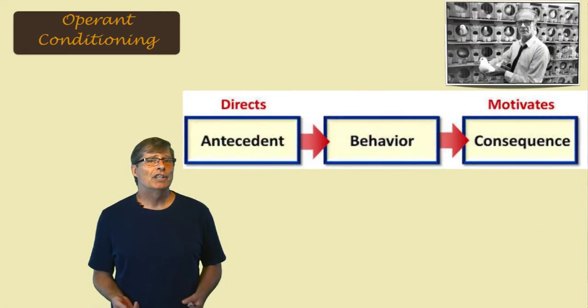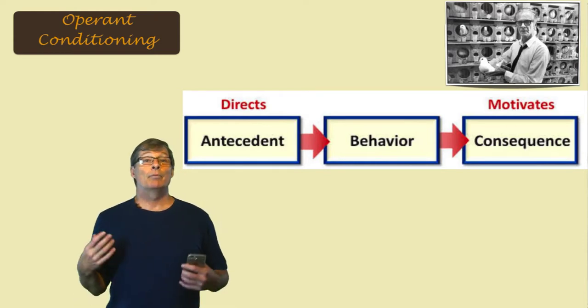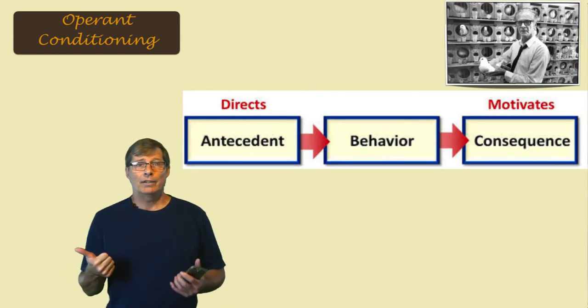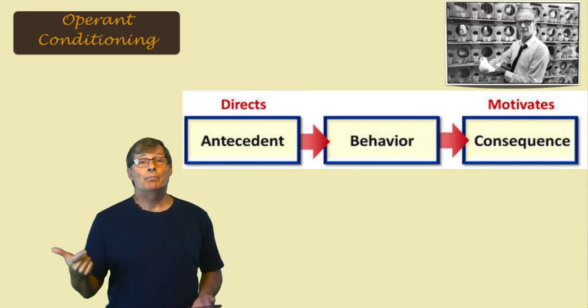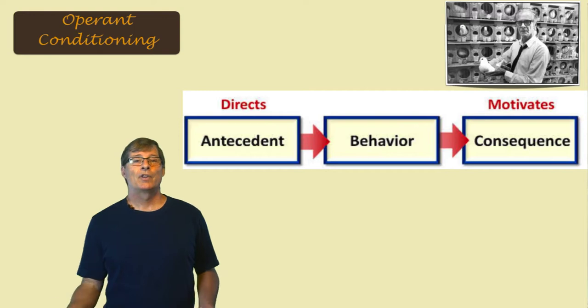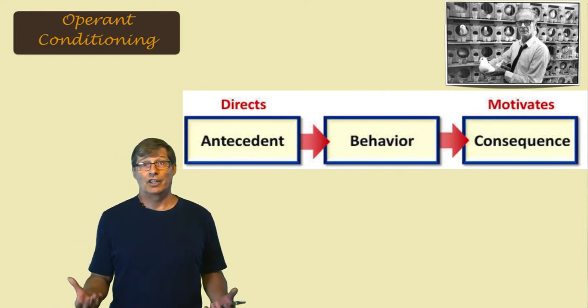Now, operant conditioning. This was introduced by B.F. Skinner, and it's a type of learning in which the consequences of behavior are manipulated in order to 1, increase or decrease the frequency of a response, or 2, shape an entirely new response. So let's look at some of the features associated with this.